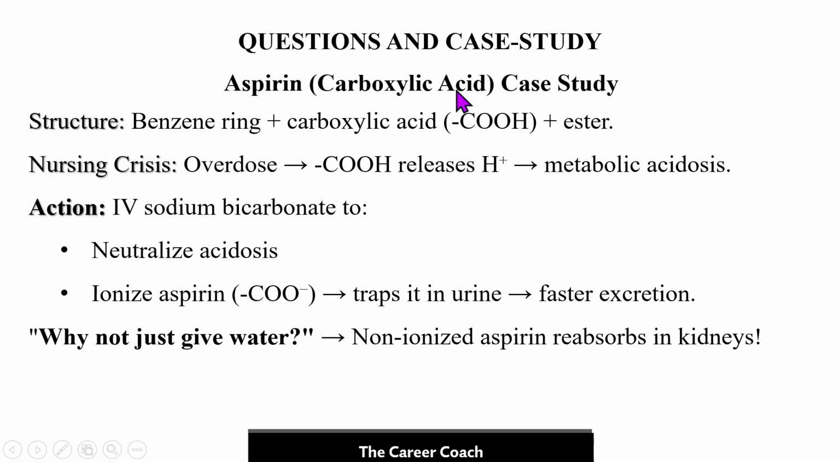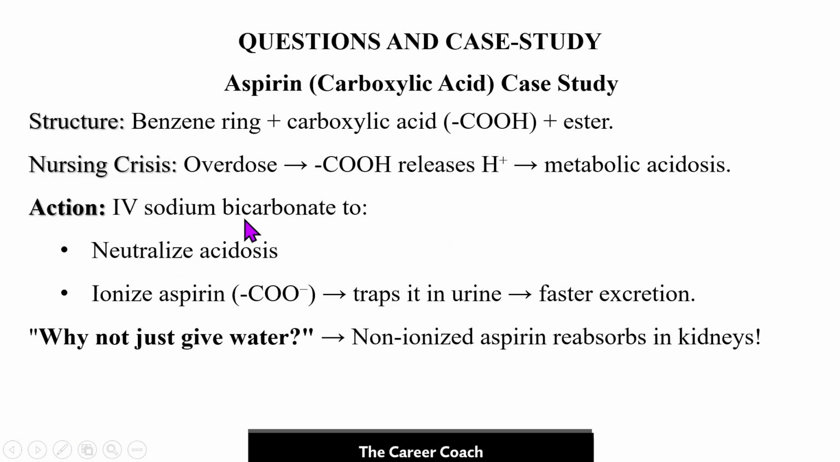Aspirin, which is a carboxylic acid, has a benzene ring structure. It is made up of carboxylic acid and ester. This is the component of aspirin. If there is a nursing crisis of an aspirin overdose, it will lead to the increase of carboxylic acid in the body, leading to the release of hydrogen ion, which will cause metabolic acidosis because the blood will become acidified.